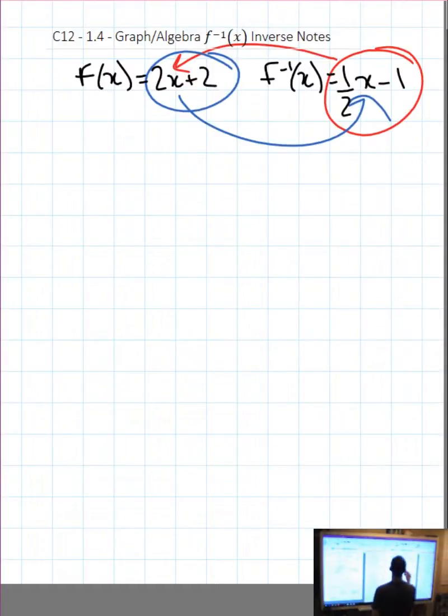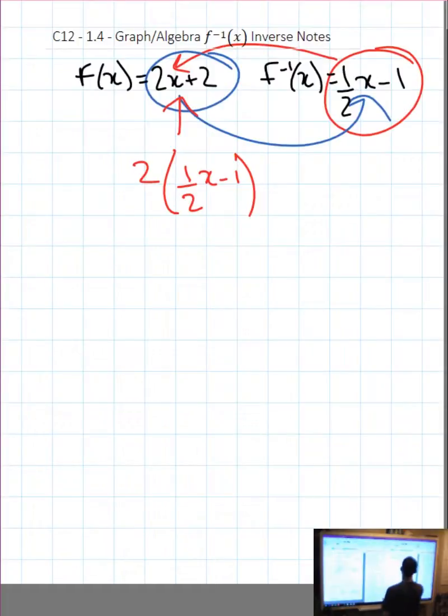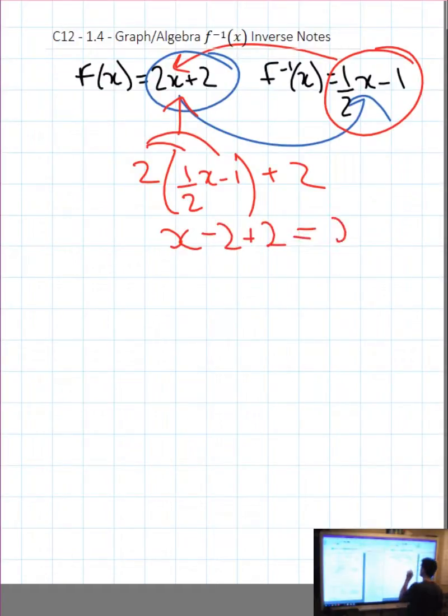So if we do the red first of all, and I take the one function and put it into the x variable of the other function and clean it up, I get 2 times 1/2 is just 1, so I get x minus 2 plus 2, and that's equal to x. And if that happens, we're halfway to figuring out if it's correct.